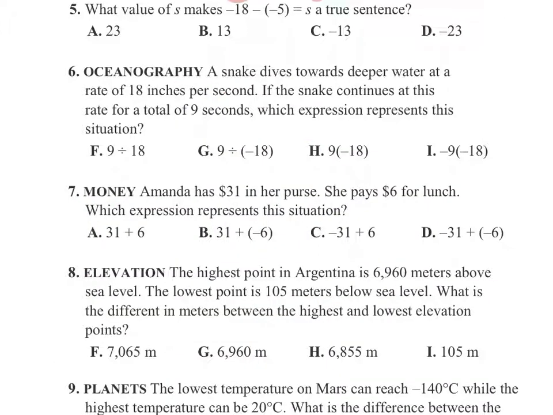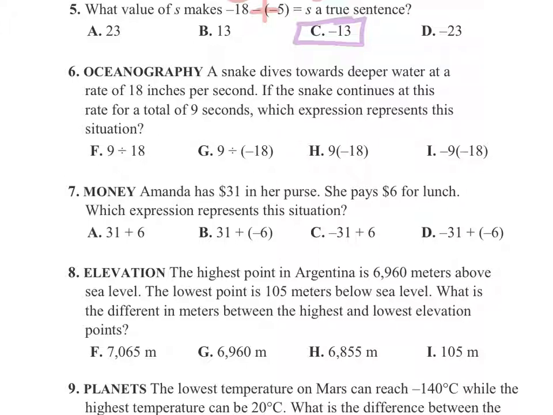Number 5, what value of S makes negative 18 minus negative 5 a true statement? Well, I'm going to change that to a big fat plus sign right here. Now I've got negative 18 plus 5. So from negative 18, I'm going to the right 5, which would give me negative 13. C.